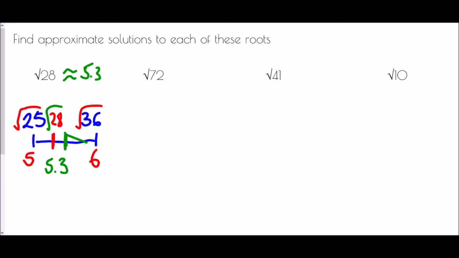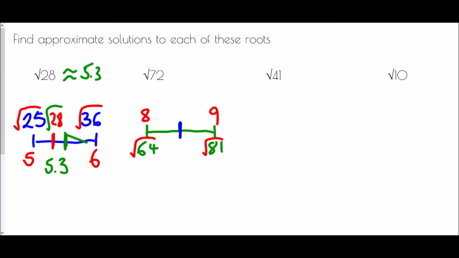For 72, again, we want the square numbers which are close to 72. Well, we have 64 and we have 81 either side of 72. The square root of 64, well, that is 8. The square root of 81 is 9, and therefore the square root of 72 must be in between those two values.